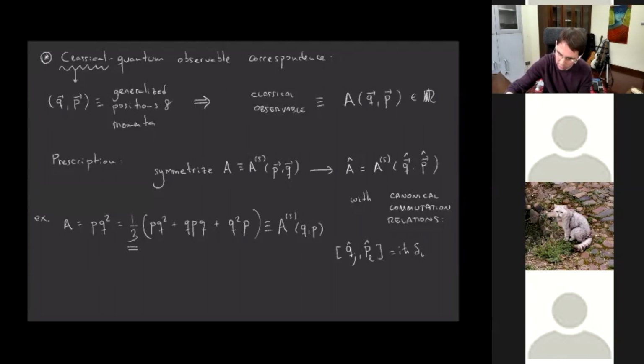in which positions and momenta do not commute when they are of the same degree of freedom, but the positions with themselves commute, and the momenta with themselves commute as well.